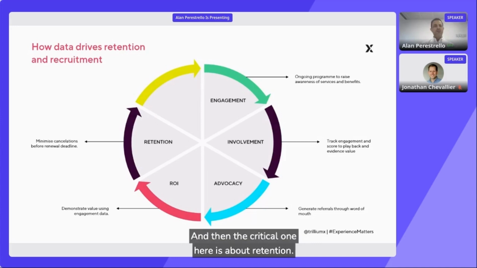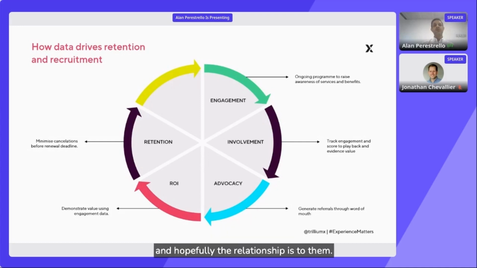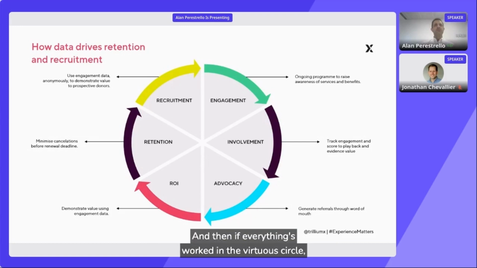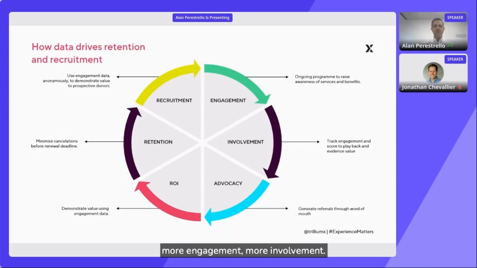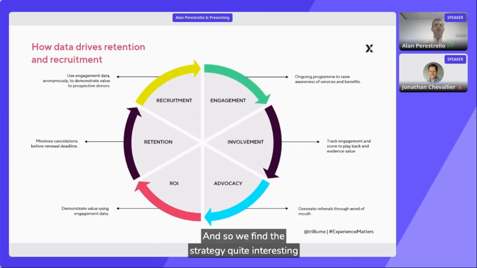And then the critical one here is about retention. So minimizing cancellations, that could be cancellations of direct debits, etc., by using the data to play back to your stakeholders and remind them of everything that's happened before and how valuable the relationship is to you, and hopefully to them. And then if everything's worked in the virtuous circle, that will self-perpetuate through more recruitment, more engagement, more involvement. And so we find this strategy quite interesting because it allows you to quite systematically figure out where your donors or stakeholders are as they move through the process.